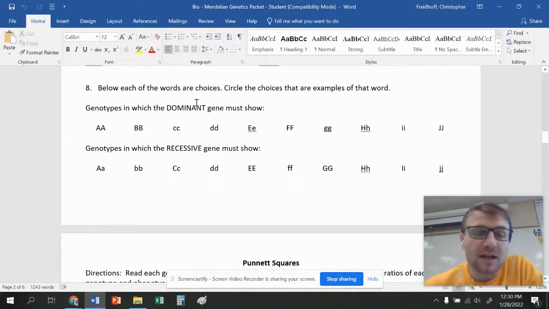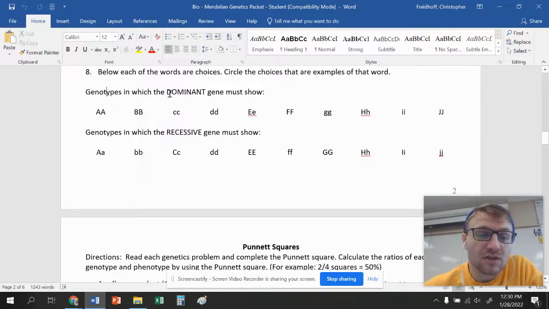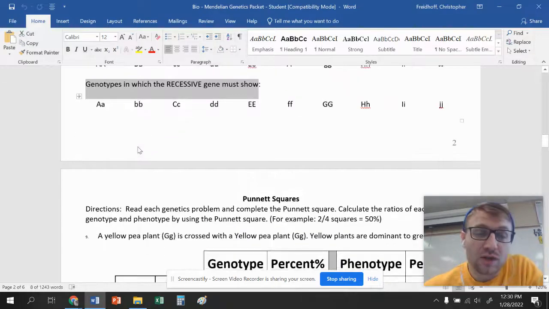Number 8 says below each of these words, circle the choices that are examples of that word. It says it's genotypes in which the dominant gene must be shown. So you have big A, you'd circle that one. You'd also circle the ones like the big E, little e, because they would also show the dominant phenotype. You would not circle the recessive ones. You don't circle the recessive ones until down here because that's when they are shown or they are produced.